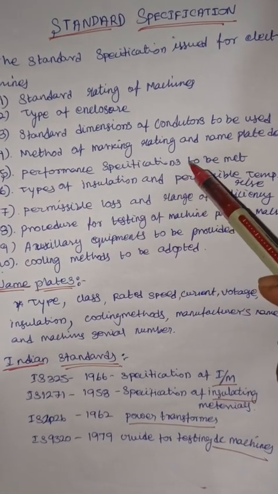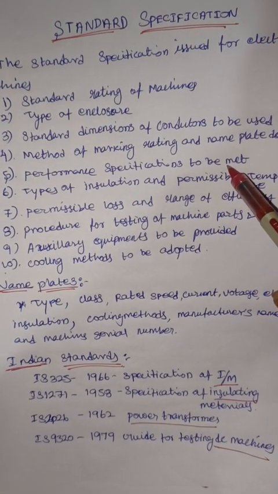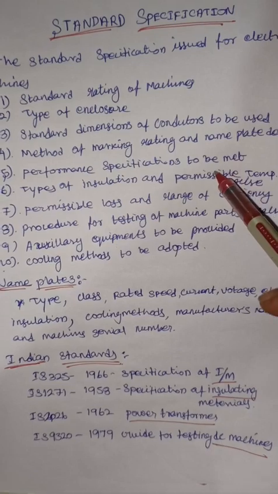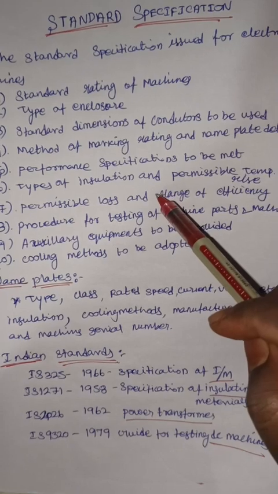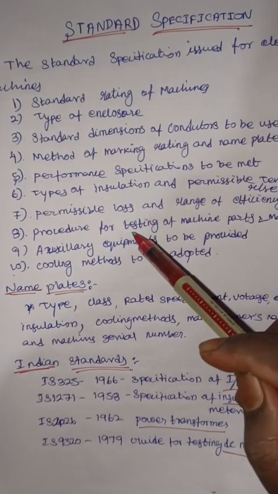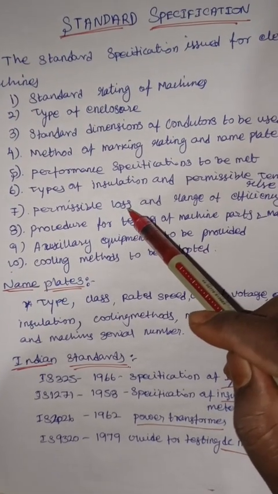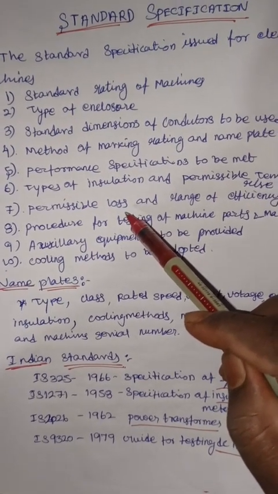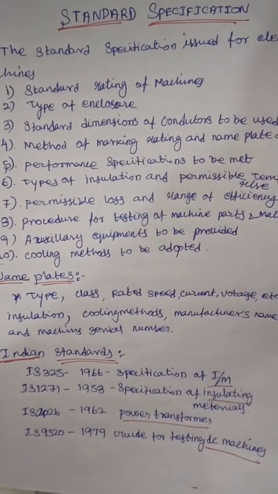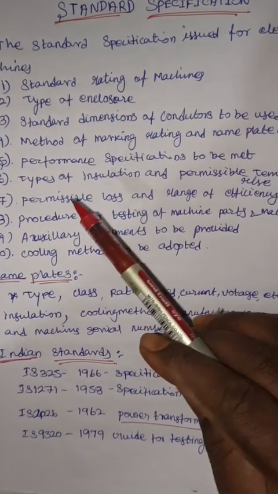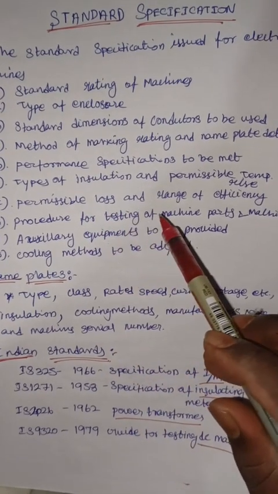Then the performance specification: we have to check whether the performance meets the requirement or not. The types of insulation and the permissible temperature variations or temperature rise, all of that you should consider. Then the permissible losses, that means maximum 20 to 30 percent of losses may be allowed in a rotating machine. After the manufacturing process you need to check whether the rotational losses are permissible or not, and the efficiency also.